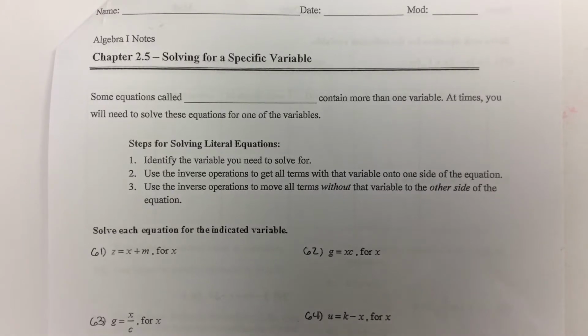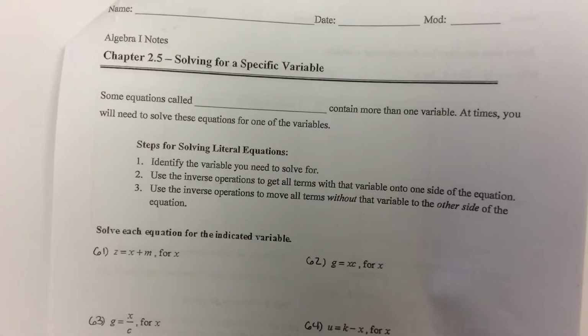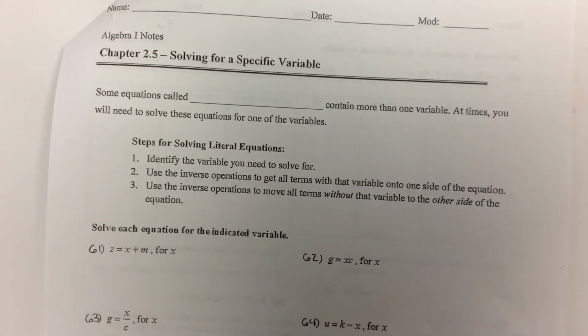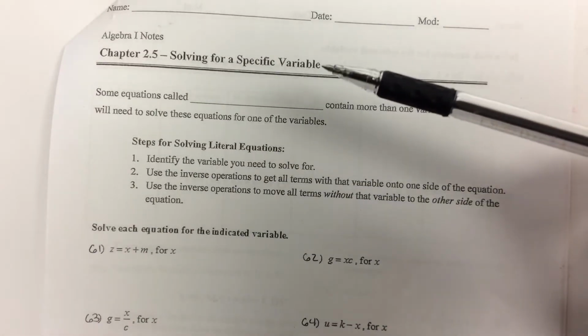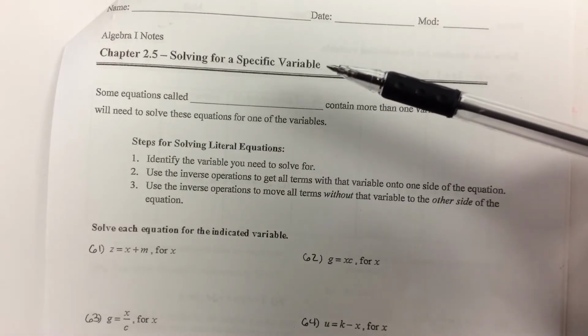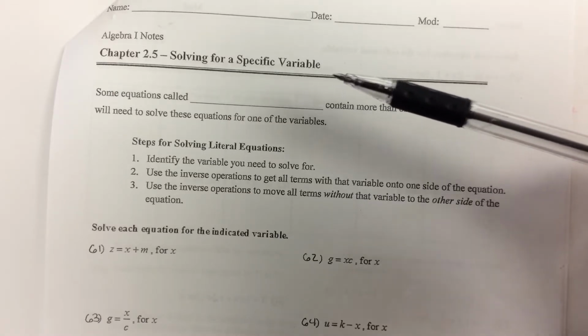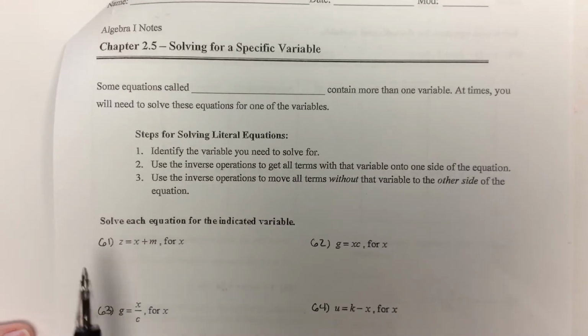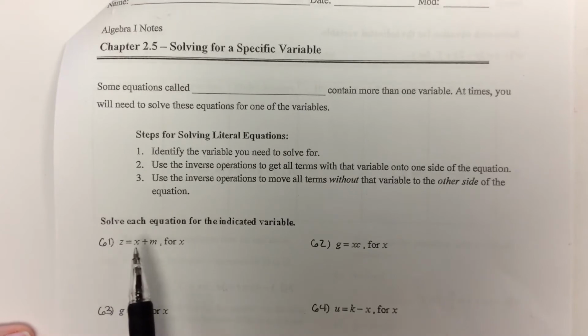All right, welcome to our video for the fifth concept in chapter 2. So today we're talking about solving equations again, but this time we're solving for a specific variable. What that means is we're going to have more than one variable and it won't be the same variable, and we need to solve for a specific one. If you look down here, for example, in 61, I've got a z, an x, and an m.